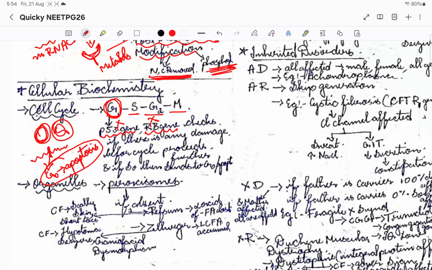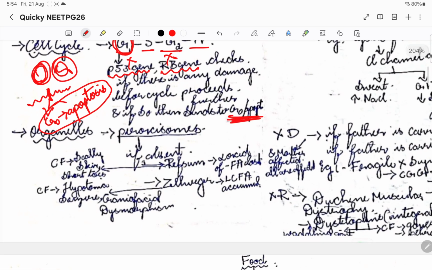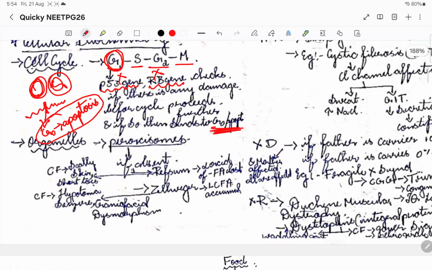For now, remember this is the cycle, and that is where the G0 will come in. Then with respect to organelles of the cell, remember in general physiology we learnt about the cell membrane, its proteins, and the cytoskeleton. We did not learn about the organelles, that is mitochondria, nucleus, Golgi complex and peroxisomes. So let us learn what is very important only.